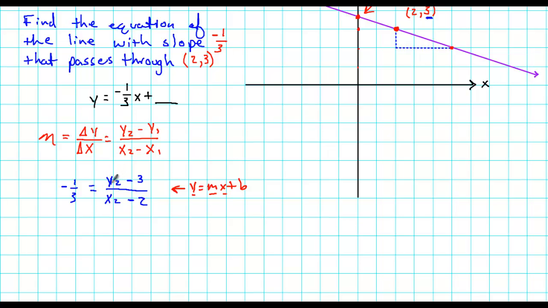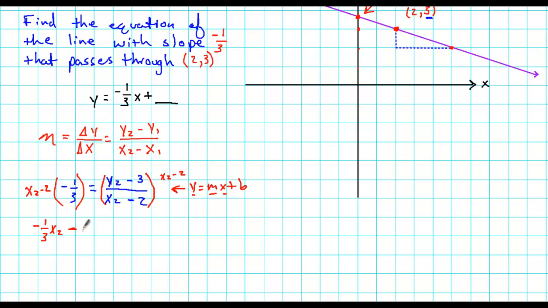Well, I need to isolate the variable. So I'm going to get rid of everything that's not the y. So how do I get rid of x2 minus 2 on the bottom of this? Just multiply both sides by x2 minus 2. Right, just like that. And so now, on the left side here, I'm going to multiply both of these by negative 1/3. So I have negative 1/3 x2.